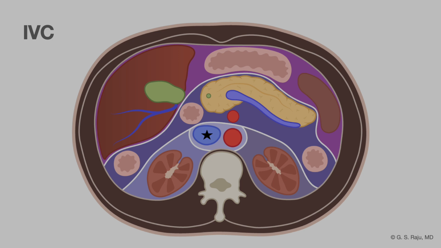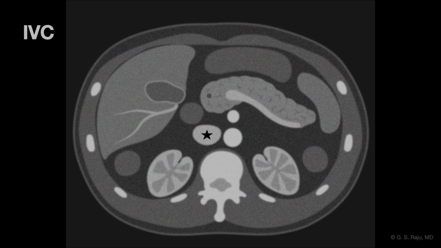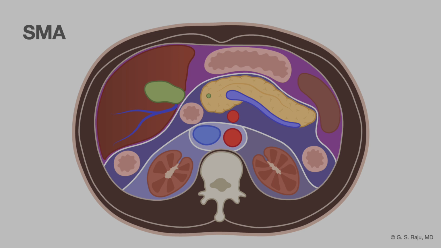Veins are collapsible, so they're not round. They have an oblong shape or could be ribbon shaped if the patient is completely dehydrated. And on CT, you'll see the IVC. So you've identified the spine, the aorta, and the inferior vena cava.